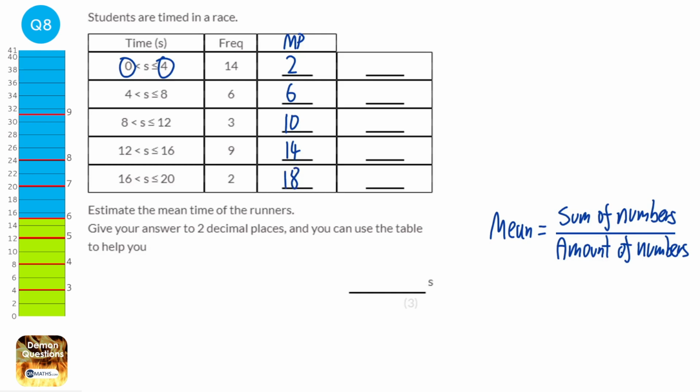Then we're going to do our FX column, okay? And so we're assuming that 14 students got a time of 2 seconds. So when you times those together, you get 28. And we're just going to times all of these together.